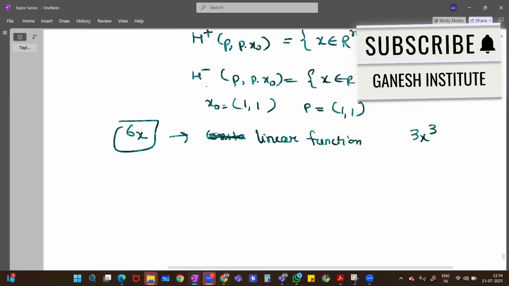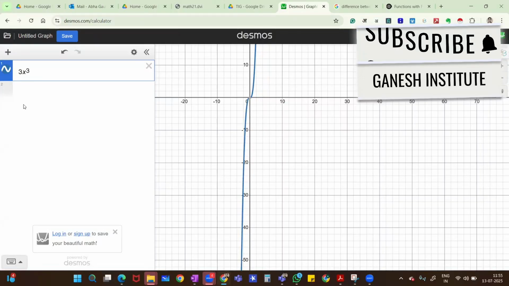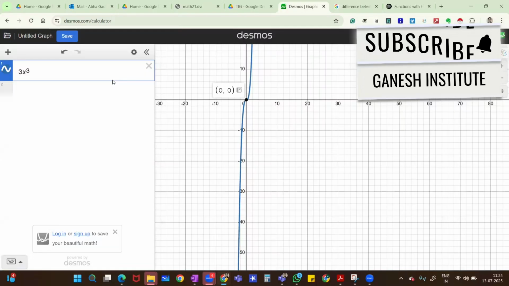Cubic function. Ma'am, this I'm not sure. You can see that this is the limit. Ma'am, it is neither.